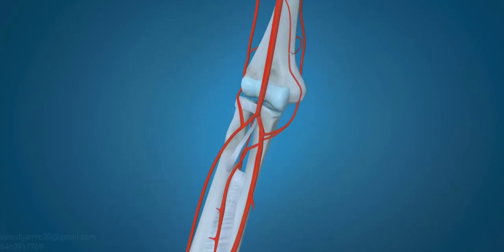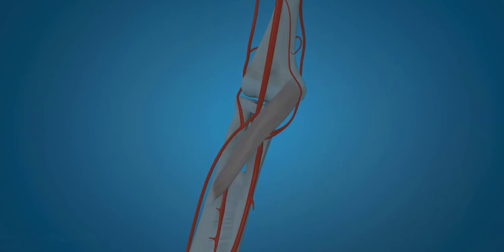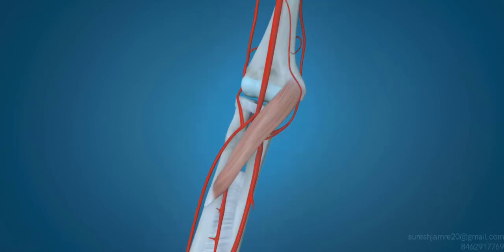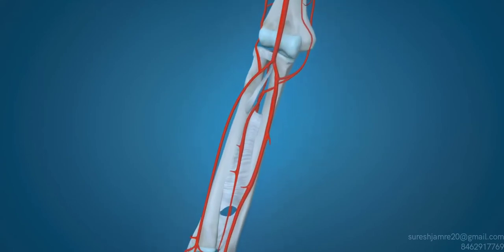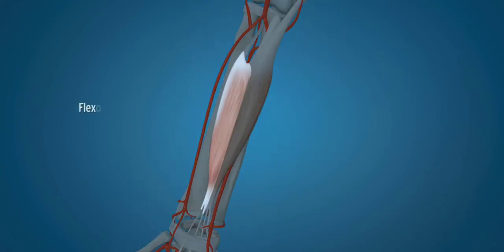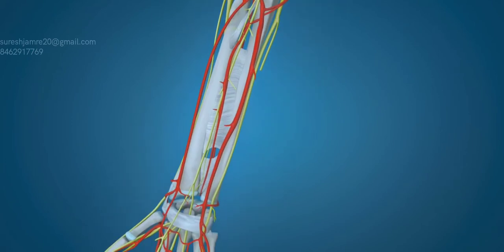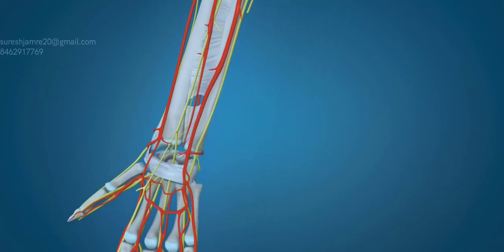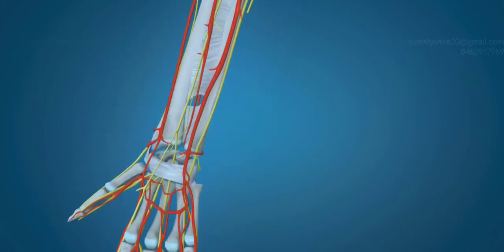Relations. Anteriorly, the upper oblique part of the ulnar artery is related to the muscles that arise from medial epicondyle of humerus, that is pronator teres, flexor carpi radialis, palmaris longus, and flexor digitorum superficialis, and to the median nerve. The vertical part of the artery is covered only by skin and fascia.